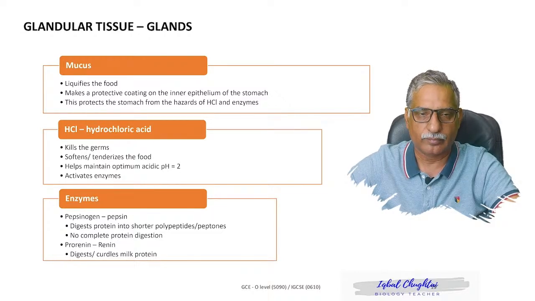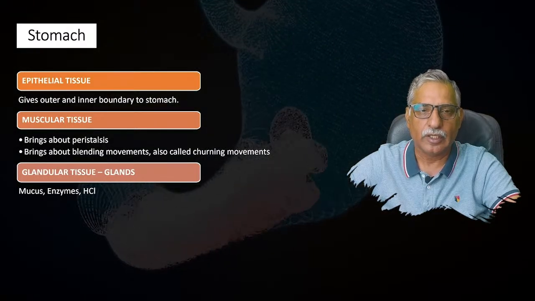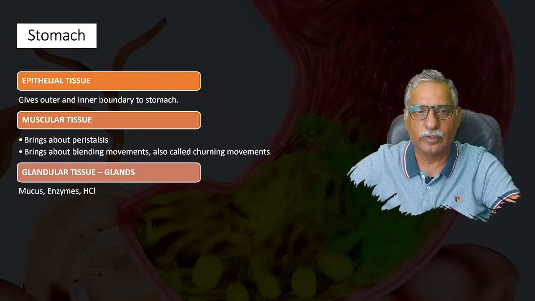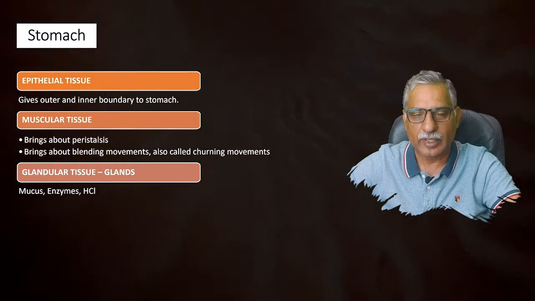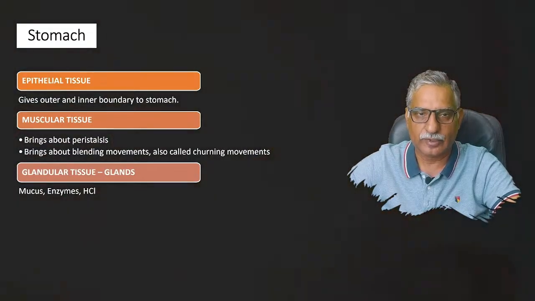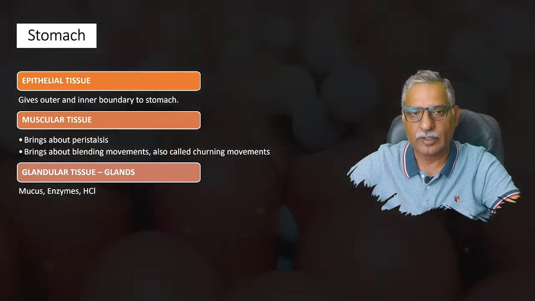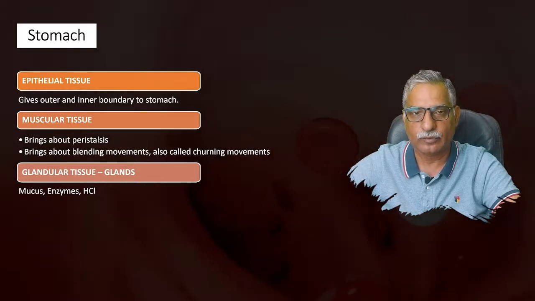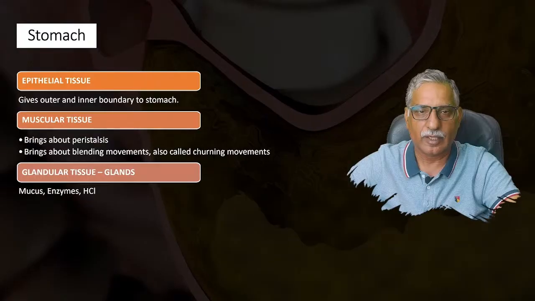Now in the stomach, mechanical digestion is partially done by the activity of muscles, because they do produce churning movements, and this churning movement can be taken as a partial mechanical or physical digestion. And this is further supported by enzymes in the gastric glands that carry on chemical digestion, but only on the proteins.